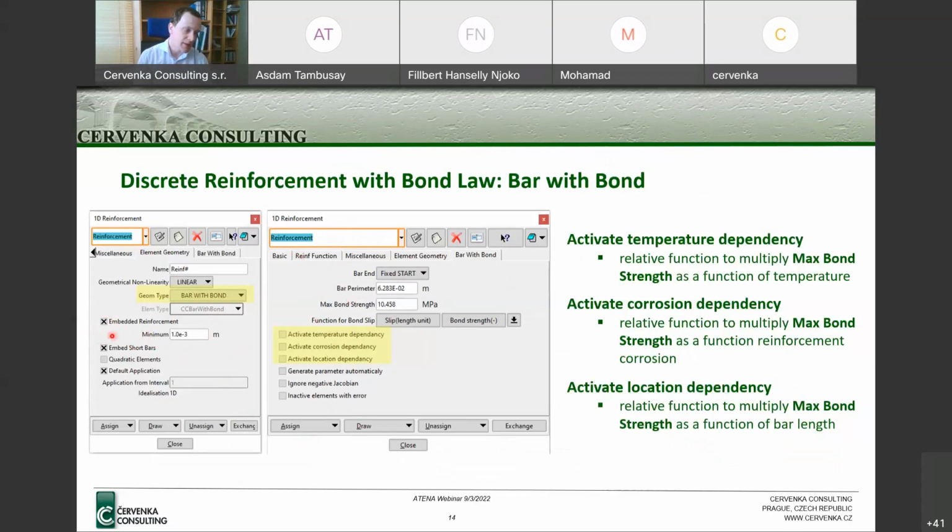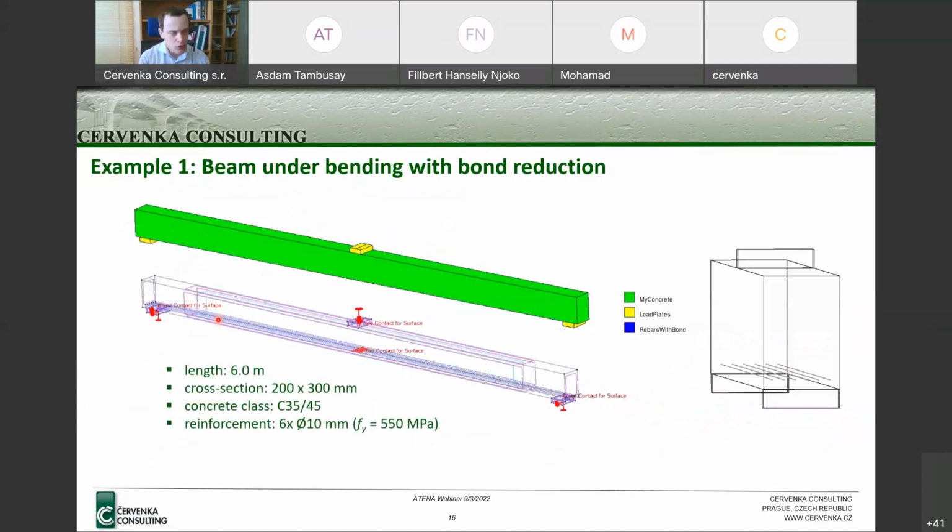This actually specifies the shortest distance between the two nodes of reinforcement. As I mentioned before, before the actual solution starts, ATENA kernel generates the nodes along the reinforcement, and this is the minimum distance between two nodes. If for some reason the nodes should be closer to each other, there will be only one node generated. So this is the meaning of this option. So let's move on with the presentation.